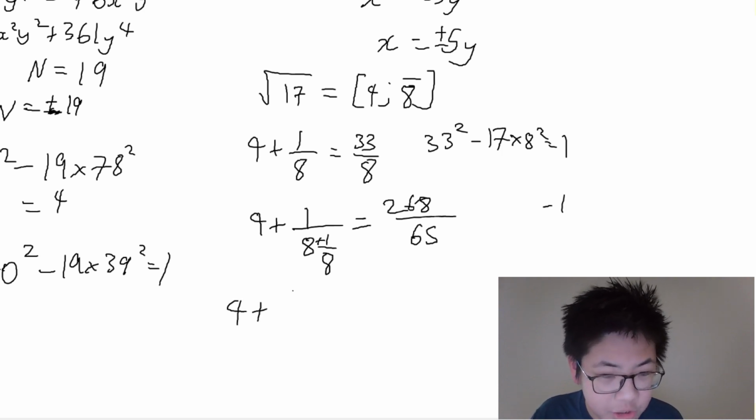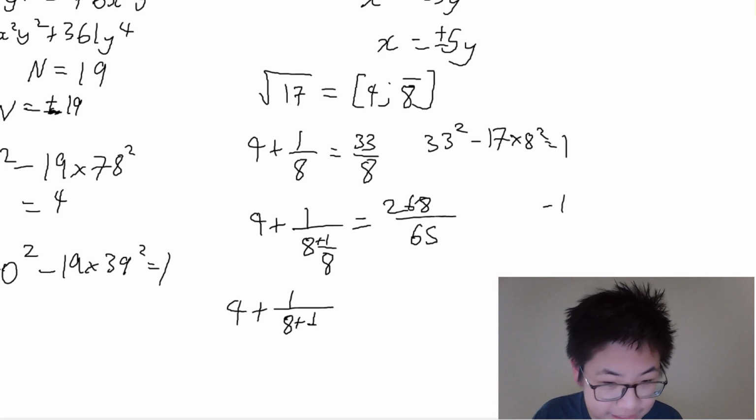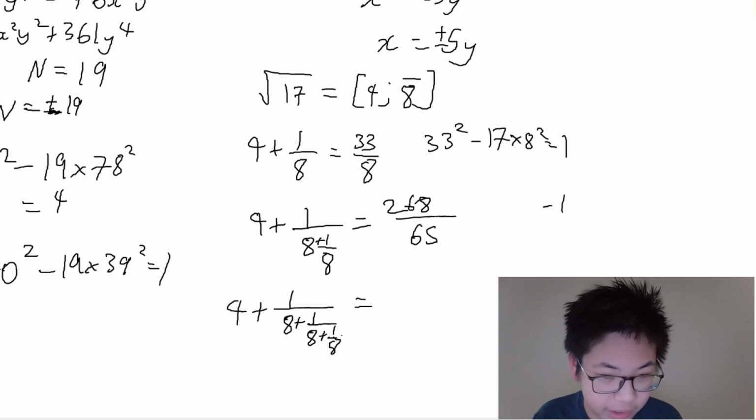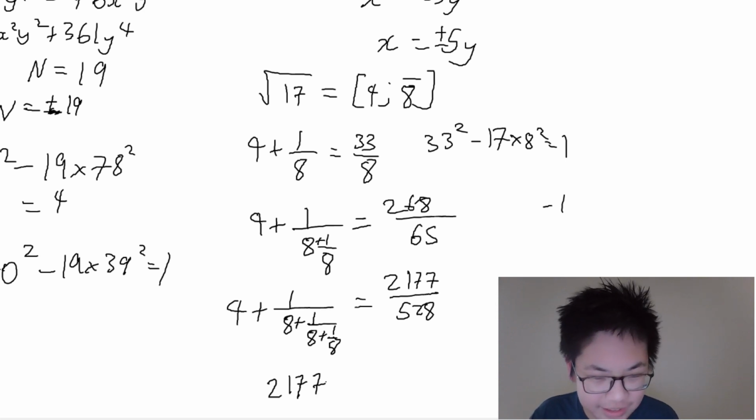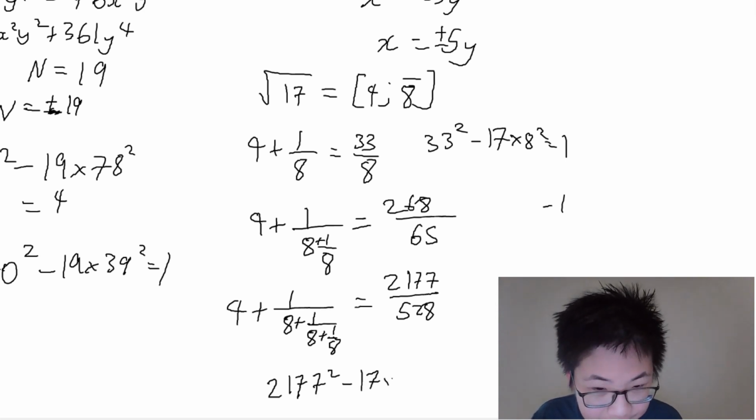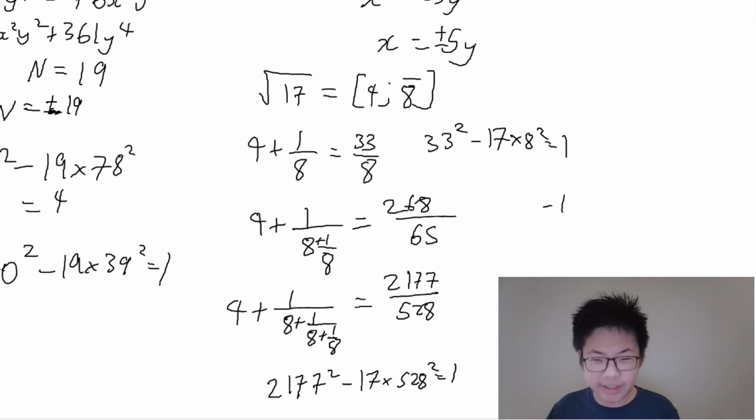How? Well, it's because the continued fraction is basically a recurring alternating series. Now 4 plus 1 over 8 plus 1 over 8 plus 1 over 8, then we have 2,177 over 528. And we do the numbers, it turns out that 2,177 squared minus 17 times 528 squared equals 1. Do you know what this means?